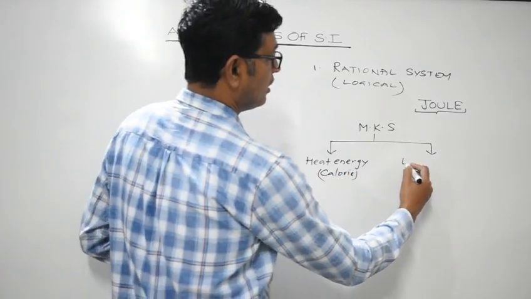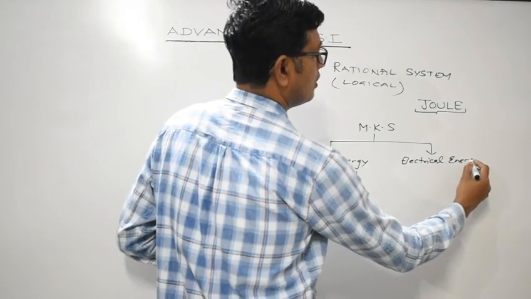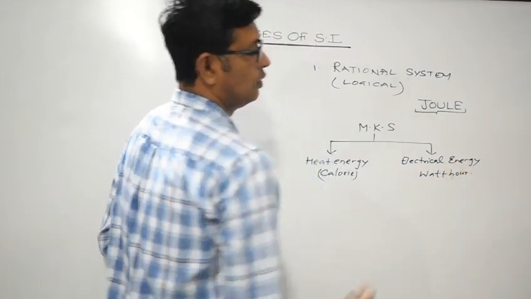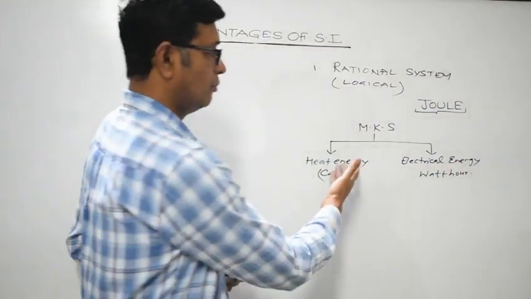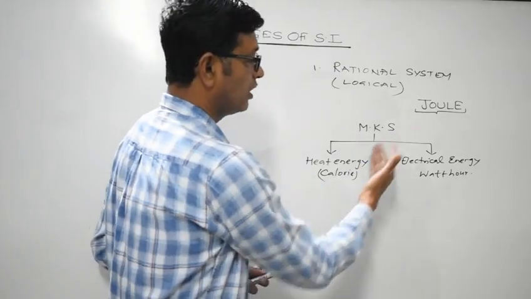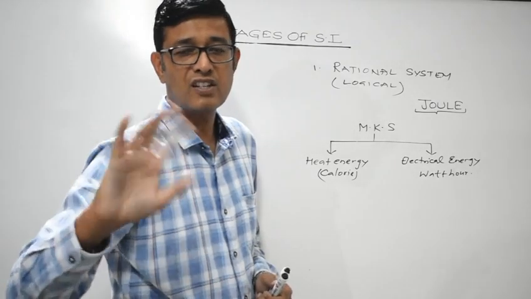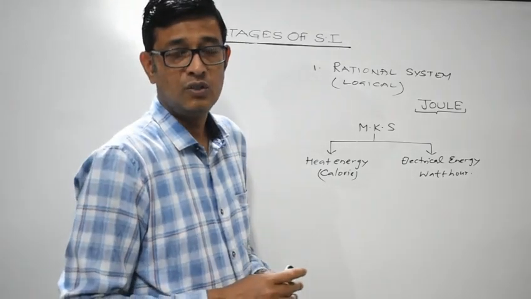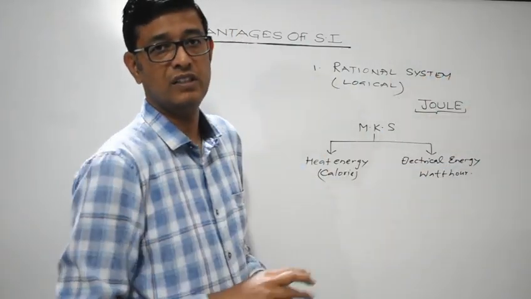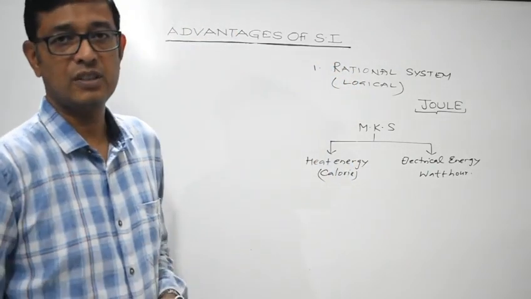Then electrical energy is measured in watt-hour. So what I mean to say is that both are energies only, both are different forms of energy. But in MKS, we are using different units for different forms of energy. So that is quite irrational or illogical. So it is preferred to assign only one unit to a physical quantity. Right? So that is why SI is said to be a rational system of units.